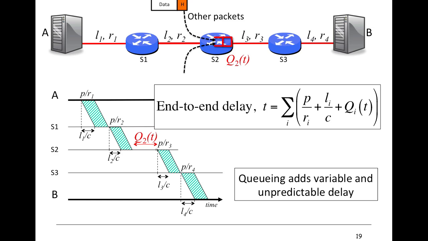Okay, so now let's go back to our original expression for the end-to-end delay. So now we've seen that it has these three components to it: packetization delay, propagation delay, and then the variable queuing delay. And the queuing adds variable and unpredictable delay to the path and to the packets from end to end.